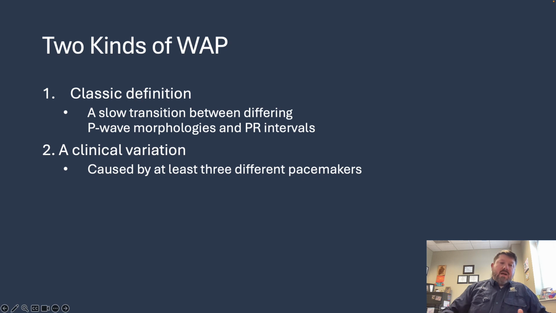So you've got two kinds of wandering atrial pacemaker. The classic definition, which is caused by slight variations in the pacemaking sites within the SA node itself. The P waves in normal sinus rhythm can vary slightly in their morphology. Then you've got clinical variations where it's caused by at least 3 different pacemakers.